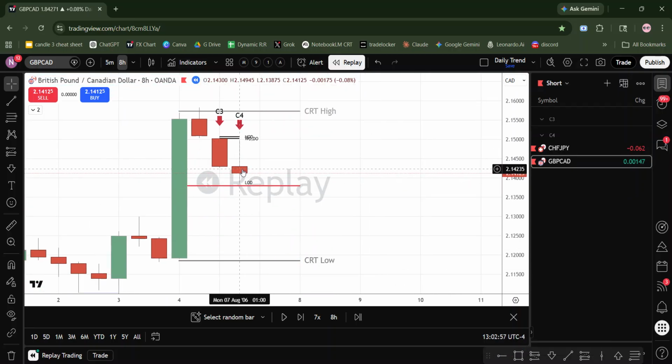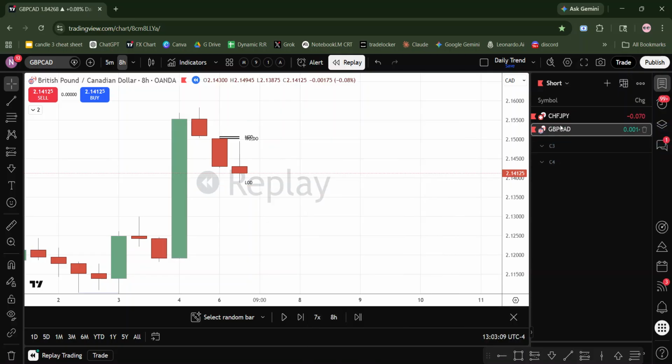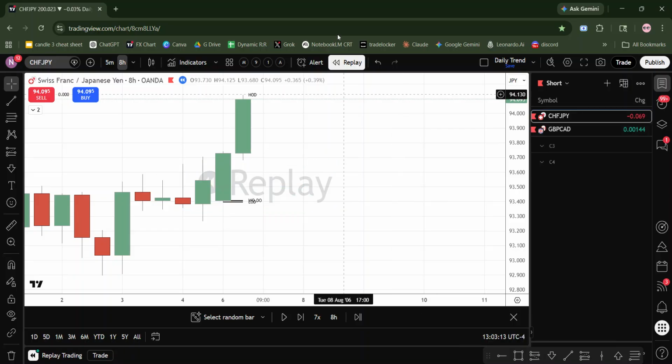Once candle 4 closes, I really don't look for anything else. So once that's wrapped up, I would just reset and wait for some more structure to develop. So I get rid of all of that. And we go forward.